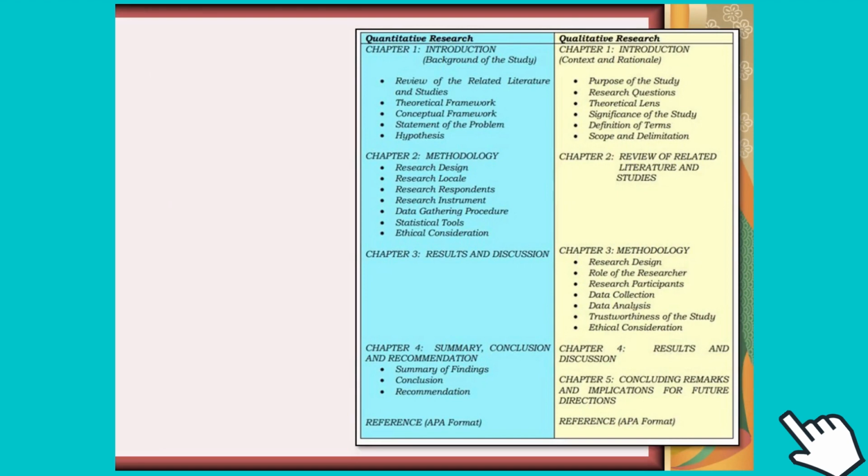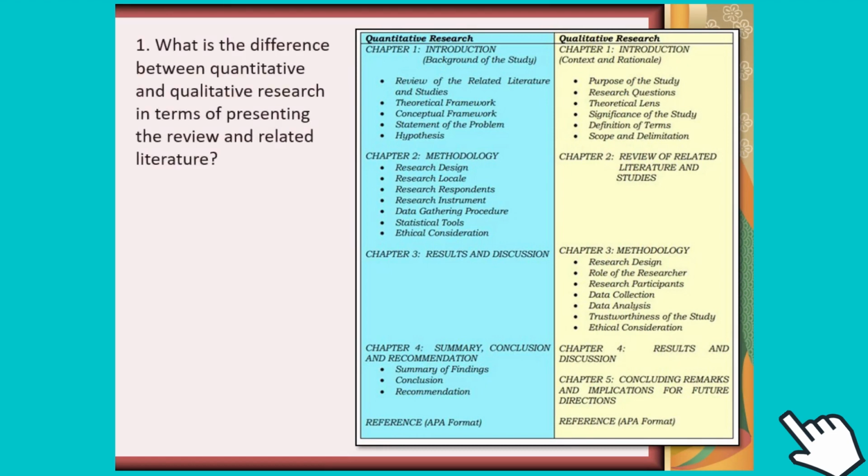Now let us observe the difference between quantitative and qualitative research. What is the difference between quantitative and qualitative research in terms of presenting the review and related literature? As you can see, review and related literature for quantitative is found in Chapter 1. It is part of Chapter 1. While in qualitative research, review and related literature is in Chapter 2.